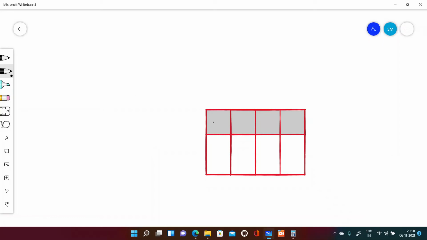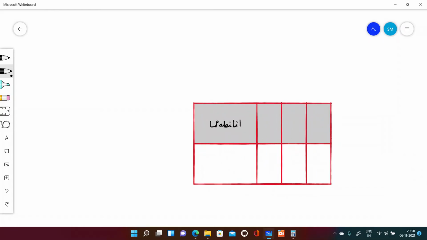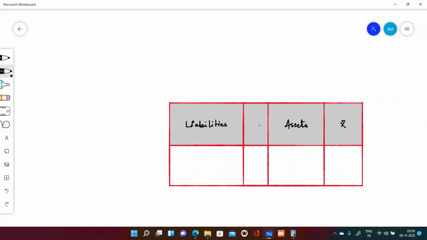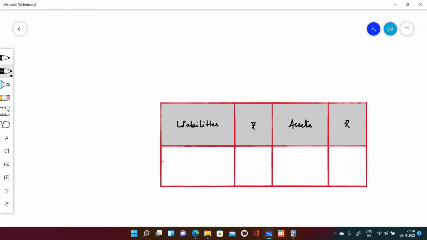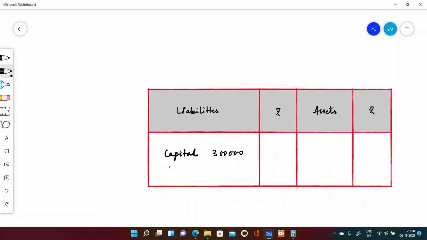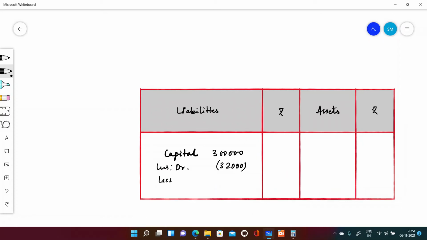Okay, so what is the format of your balance sheet? This side is your liabilities, this side is your assets. So we know very beginning what we have to write first, capital. What is the capital amount? 3 lakhs. Refer to the credit side of the balance figure given. Then less drawings is there. Drawings is how much? 32,000. And net loss is also there.